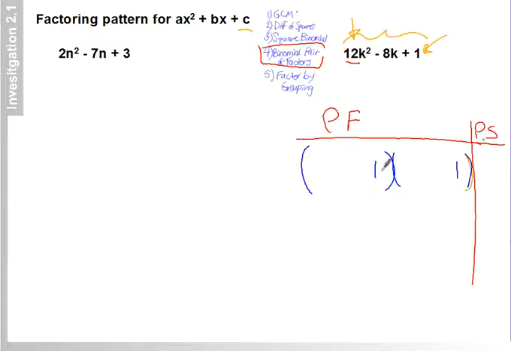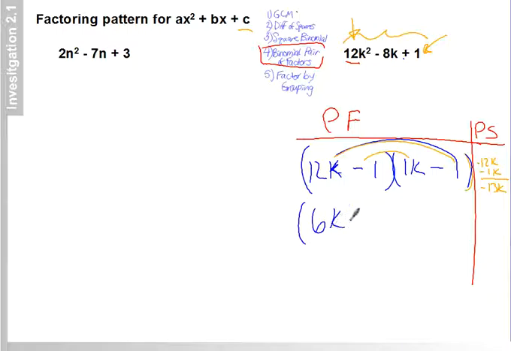Well, we already know 1 times 1 is 1. Well, what times what is 12? Well, we know that 12 times 1 is 12. K times k is k squared. And again, we have a positive and a negative, so that means we have 2 negative signs. And let's see what we get. 12k times negative 1 is negative 12k. Negative 1 times 1k is negative 1k, for a total of negative 13k. Nope. Let's try another pair.